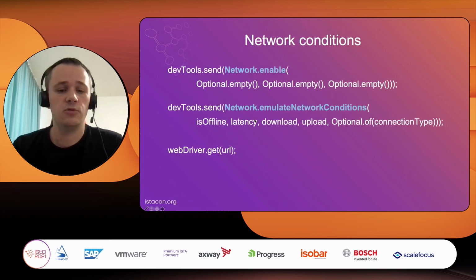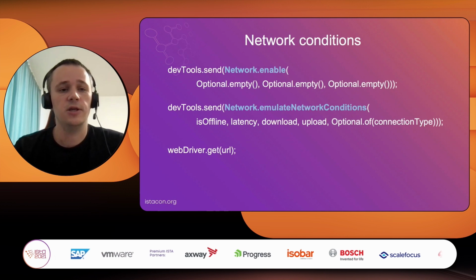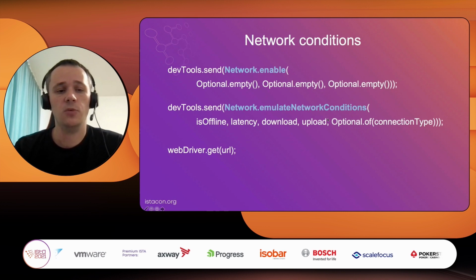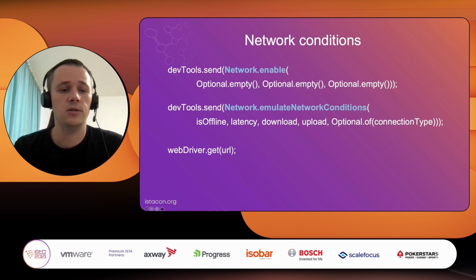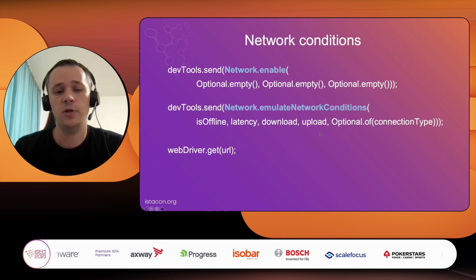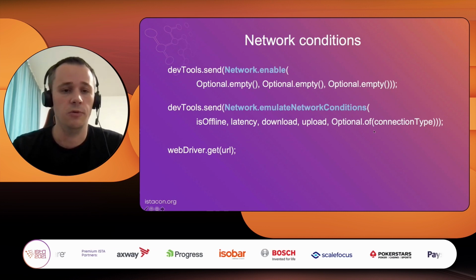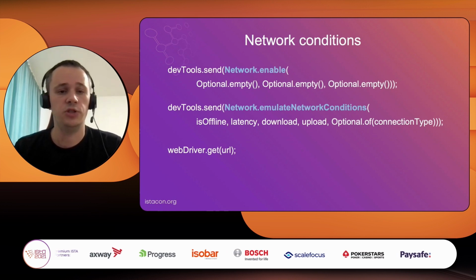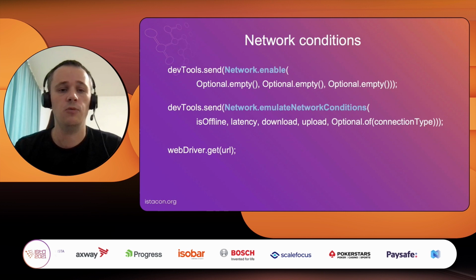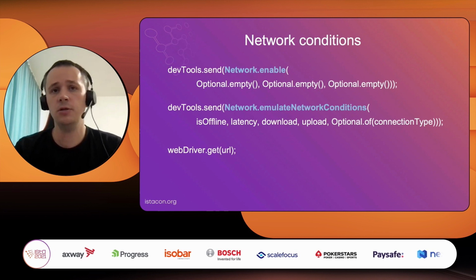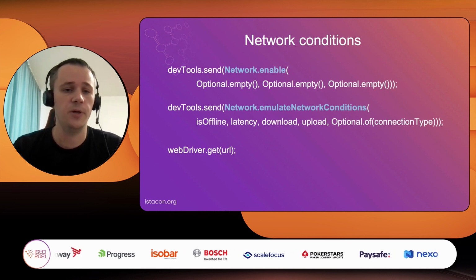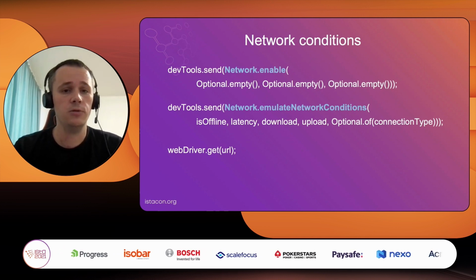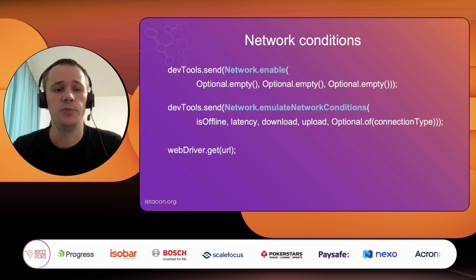Next example is related to network conditions, and this is again part of the network domain. In this case, I'm going to use the emulate network conditions command. I can provide offline, latency, download and upload speed, and what kind of connection type we want to simulate. Cool thing here is that network conditions can be changed during your test session whenever you want. Previously, you could achieve this if you were using some paid services of external grid providers and with some other magic. But now this comes out of the box with Selenium 4 using CDP.